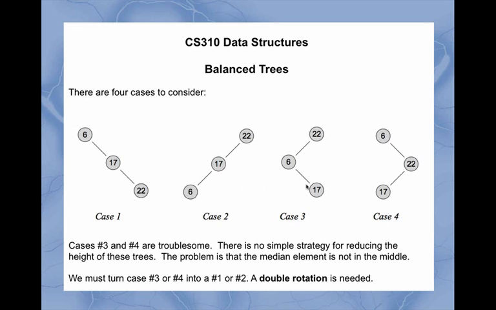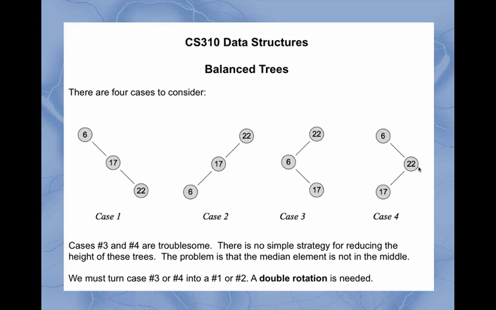In cases 3 and 4, we do not have a straight line along the insertion path. Restructuring will help. However, we need to do 2 rotations. So the first rotation would be the 6 rotated to the left, and then the 22 rotated to the right. So that first rotation, the 6 to the left, will pull the 17 up here, and then we will have precisely this case. Similarly with case 4, we need to rotate the 22 to the right and then the 6 to the left. So you're always rotating toward the lighter side.